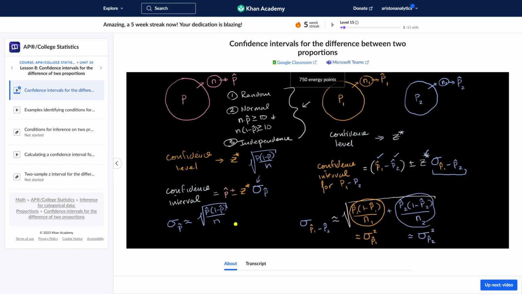How did I know that? Well, look, if this is approximately the standard deviation, you square that, you approximately get the variance. And so the big takeaway is that the variance for the sampling distribution of the difference is just the sum of the variances of each of those sampling distributions.